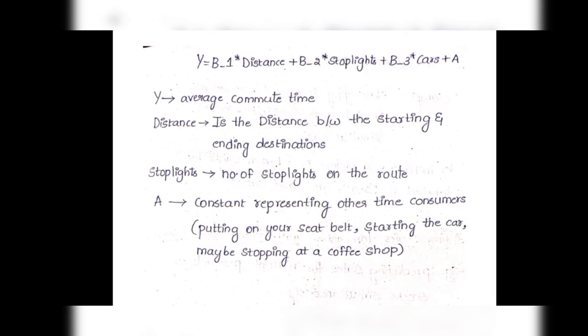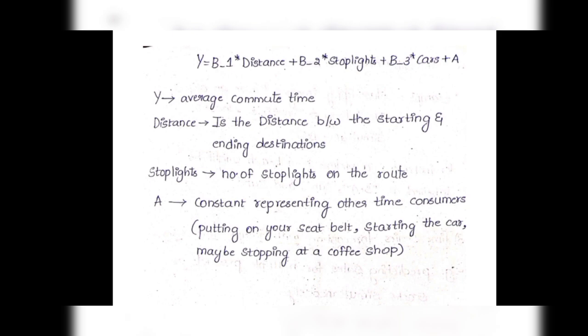For that equation, how can we write it? y equals b1 times distance, since we have three factors, plus b2 times stoplights, plus b3 times cars, plus a. Here a and the b's are coefficients, and y is the average commute time. We are finding the average commute time. What is the distance here? It is the distance between the starting and ending destinations. Stoplights is the number of stoplights on the route.